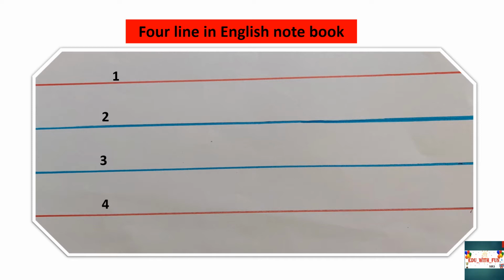Even you can write the numbers like this and teach the child that the letter formation goes from the first red line to the third blue line, or from the first red line to the fourth red line, or between the second blue line and the third blue line. So let's write a few letters.